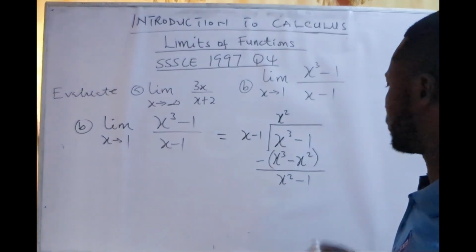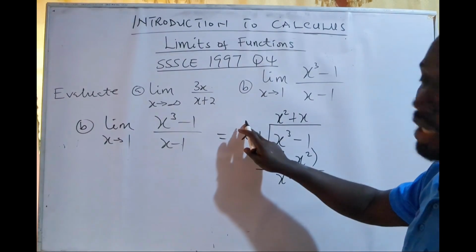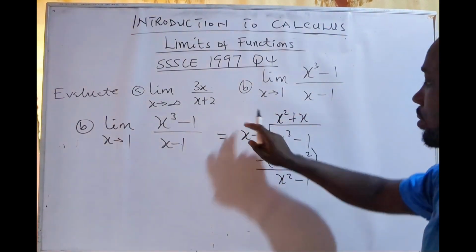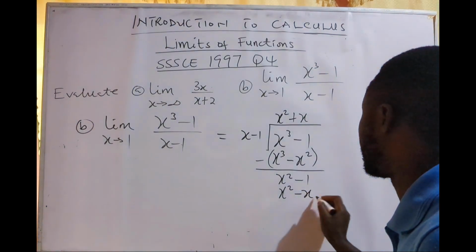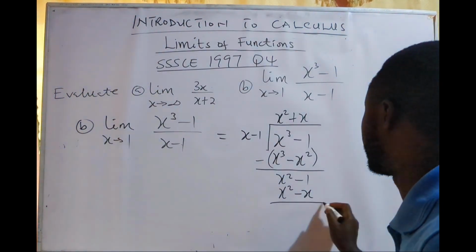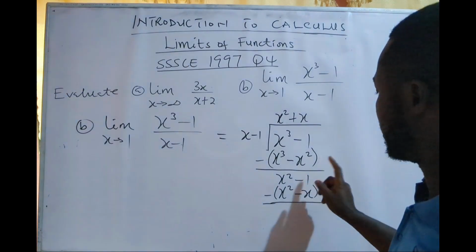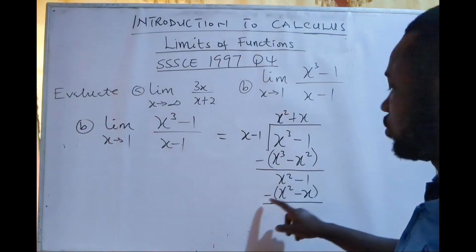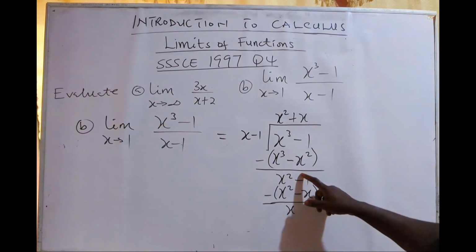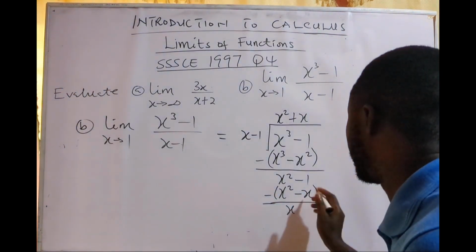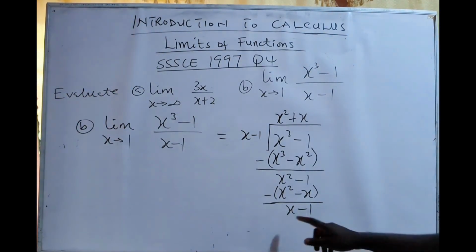Then x squared divided by x will give us plus x. Then we multiply the x by x. So x times x will give me x squared. Then x times negative 1 will give me minus x. After that, we subtract. So x squared minus x squared will be 0. Then we have minus minus x here, which will give me positive x. Then there is no constant here, so we have minus 1. So we have x minus 1 here.